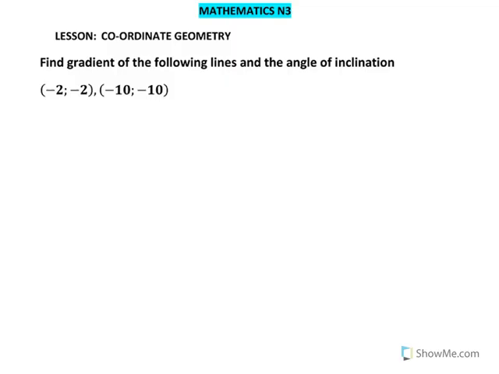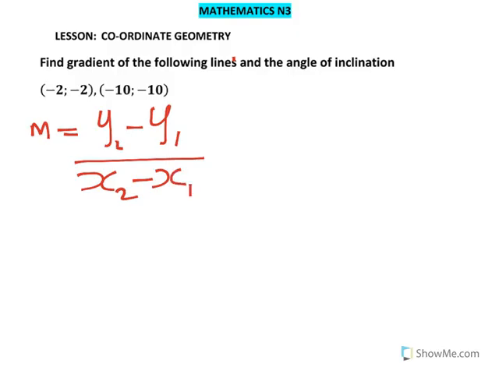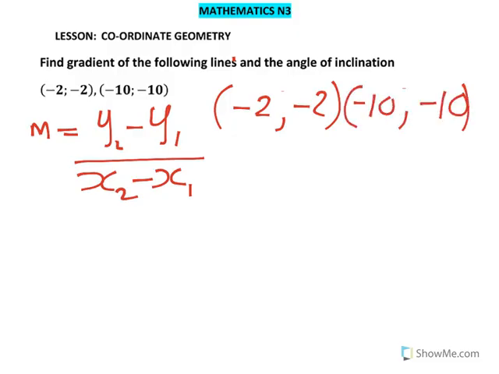It says find the gradient of the following line and the angle of inclination. Remember, gradient m is equal to y2 minus y1 over x2 minus x1. So now you have got minus 2 and 2, and you have got minus 10 and 10. If I make this one my x1, this will become my y1, and this one my x2, this will become my y2.